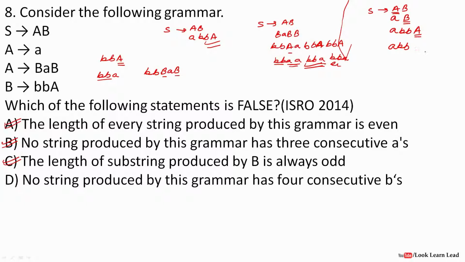In place of this A, I would be writing capital B, small a, capital B. So I would be substituting both these B's. That is A, B, B. In place of B, I would be writing B, B, A. See, I have 4 consecutive B's. So this one is false. So answer should be D.